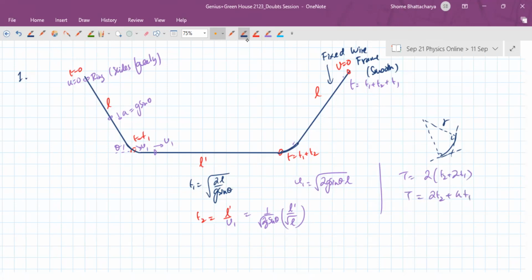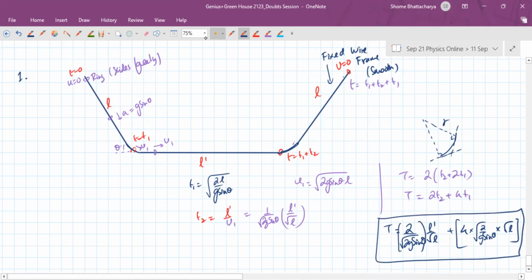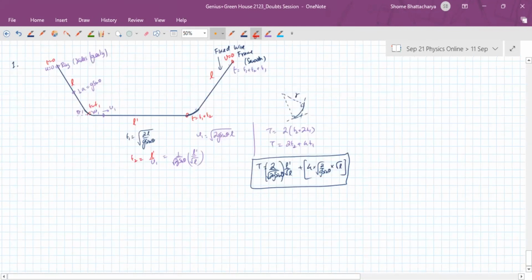So now let's see what the relationship of this is. So this is equal to 2T2, which is like this factor L prime by root L plus 4T1, which is, again, we can write this as root 2 upon G sine theta, because that's just a constant factor, into root L. So now what I'm trying to show you is what the relationship of this time is with respect to the two lengths. So far clear, Mansi?